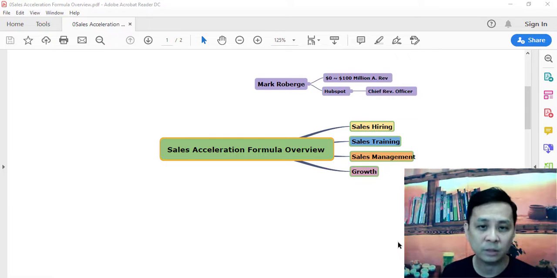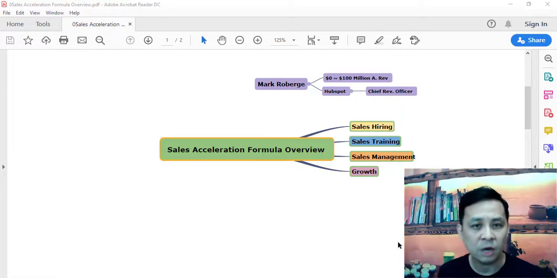In total there are 4 parts of this sales acceleration formula that I would like to share with you in the next few days. First, there is the sales hiring formula. Number one, how do you hire a salesperson that is suitable for this position? Number two, what sales training do you need to give after you hire this person, and how do you grow this person continuously? Third, sales management. Sales management is the biggest headache for most sales managers. How do you handle sales in terms of managing a team and a single person in terms of sales performance? And lastly is growth. How do you grow this person and grow the revenue of your company?